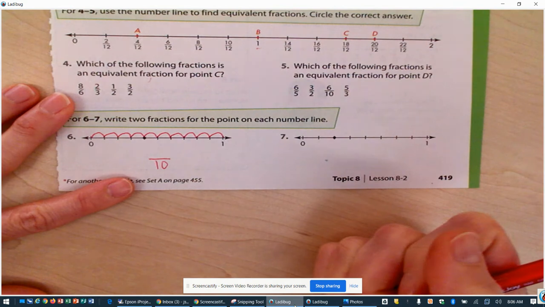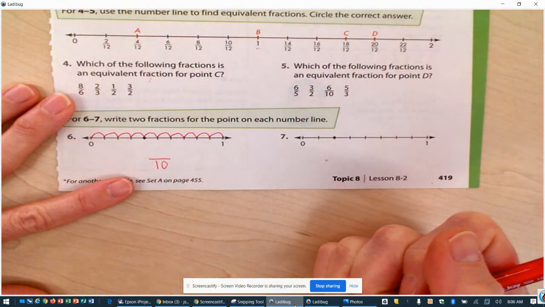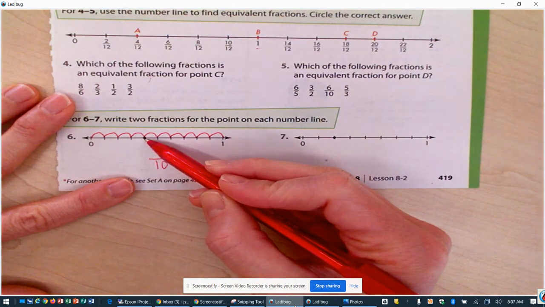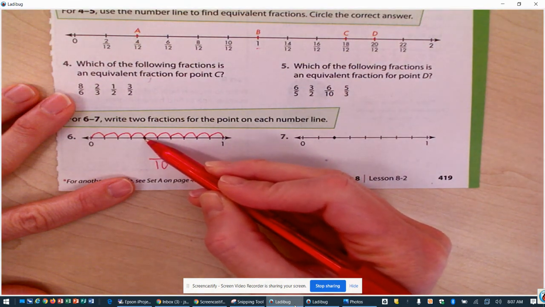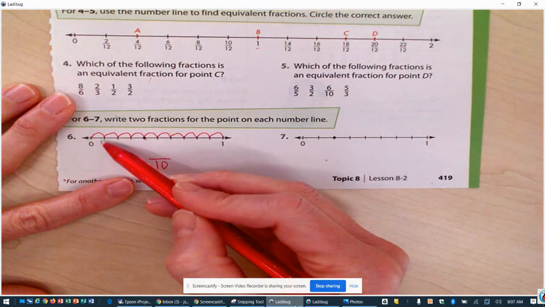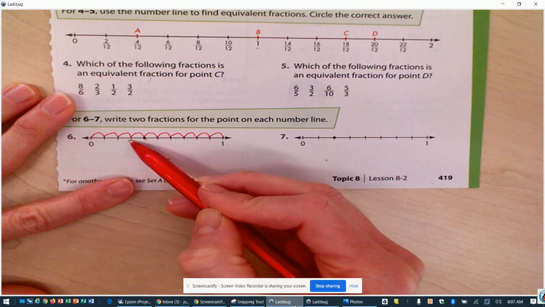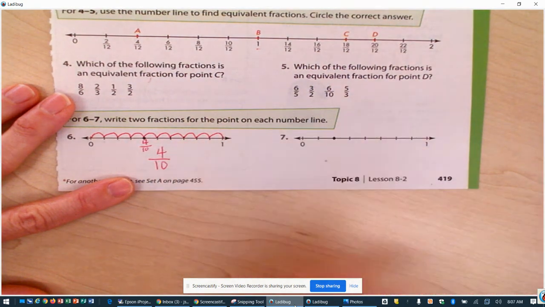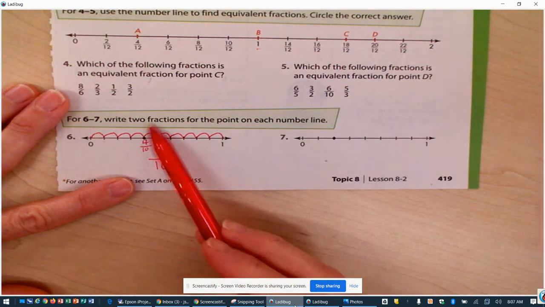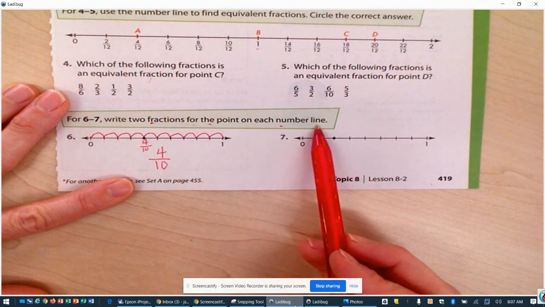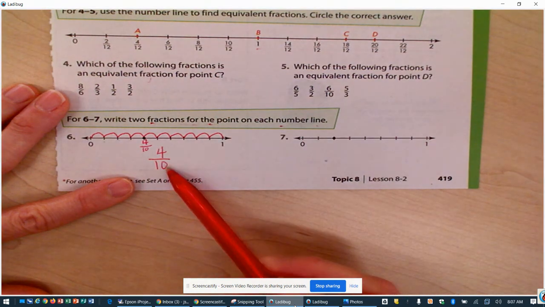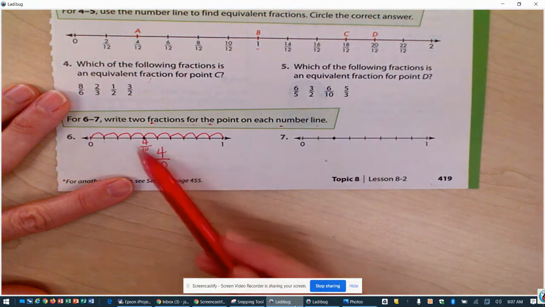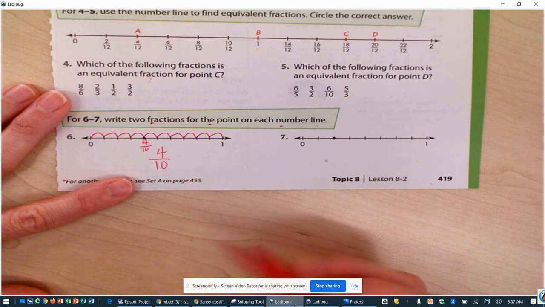So I'm going to make sure that I write that in my denominator so I don't forget that there are 10 pieces here. You can notice this black dot here. So we need to figure out where this black dot is in regards to the tenths. Here's 1/10, 2/10, 3/10, and 4/10. So the black dot is at 4/10. It wants us to write 2 fractions for the point on the number line. So we can call it 4/10, but we also need to figure out what equivalent fraction works with this, and we can rename this and call it something different.